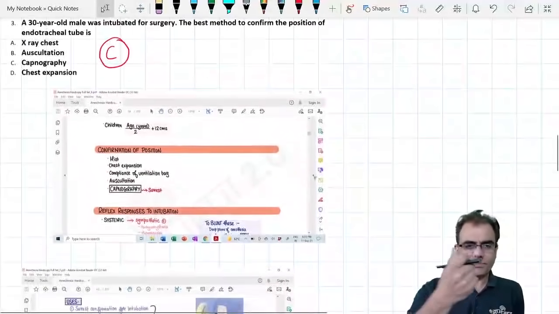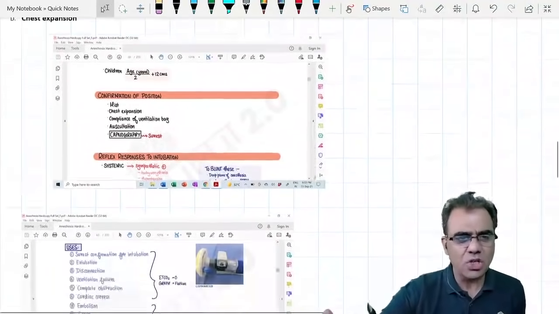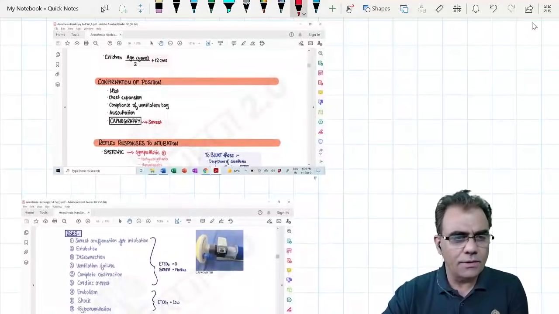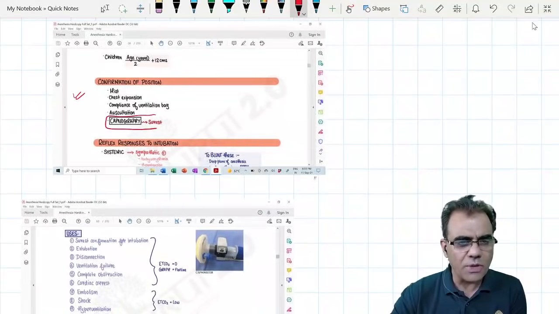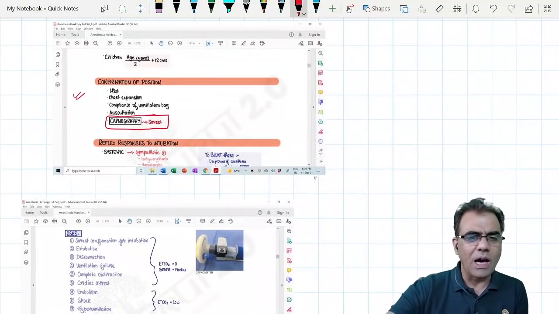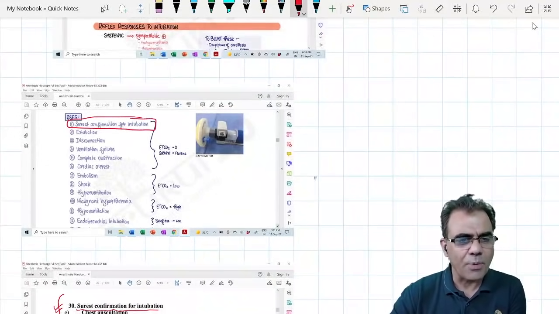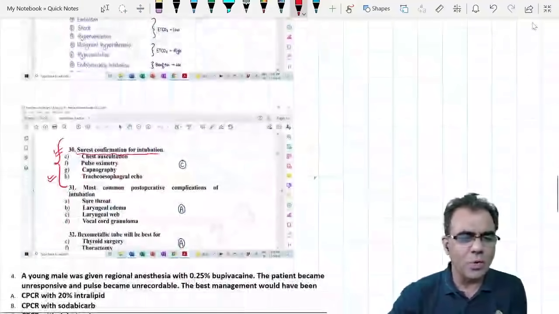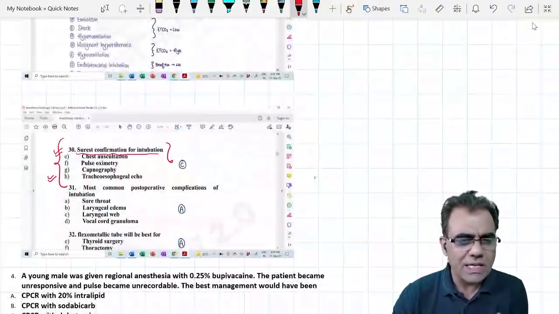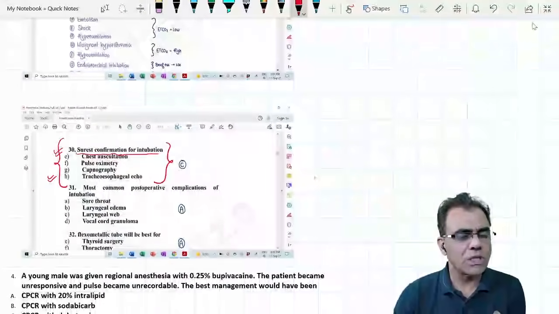So anyway, the surest confirmation of intubation, and this is a screenshot during intubation where we clearly discussed that the surest confirmation of intubation is capnography, and during capnography also we discussed the same thing, that the surest confirmation of intubation is capnography, in the uses of capnography. And as I already told you, exactly this same question we discussed here, surest confirmation of intubation.